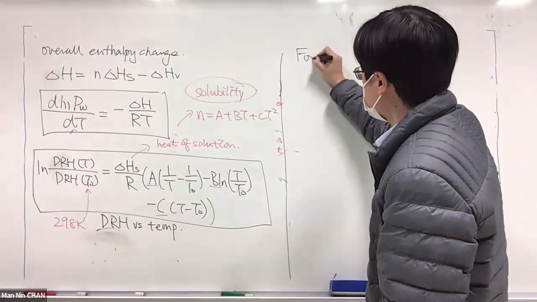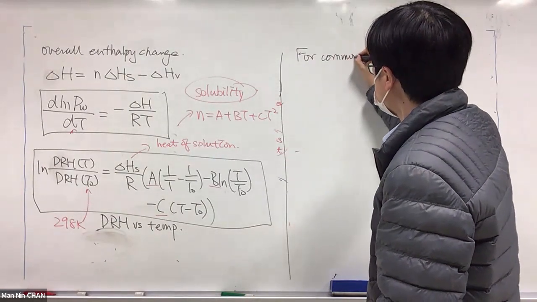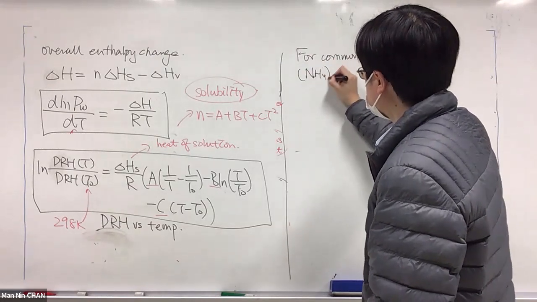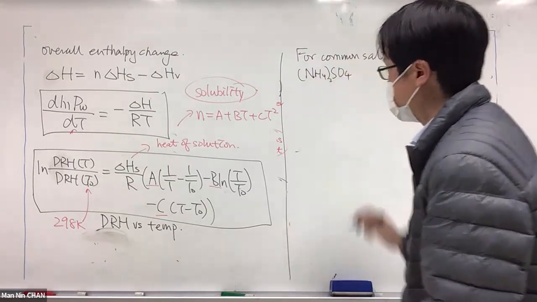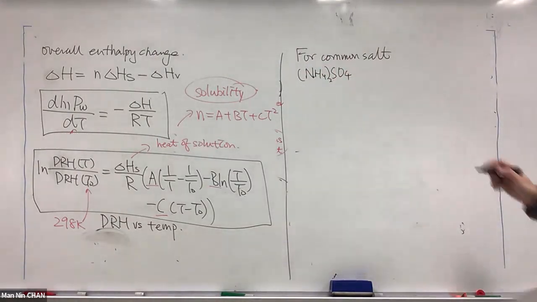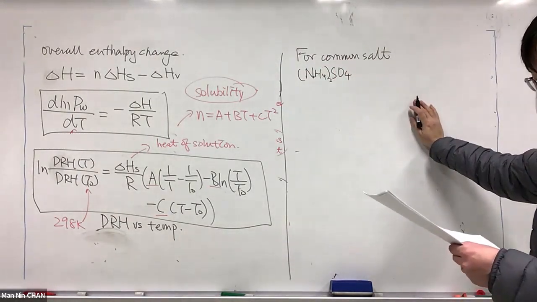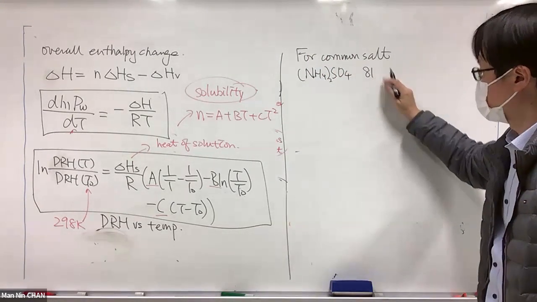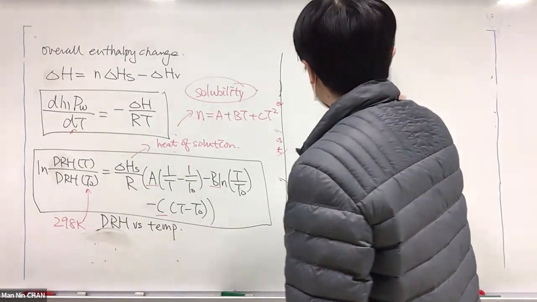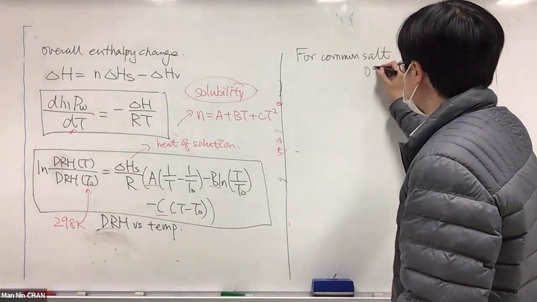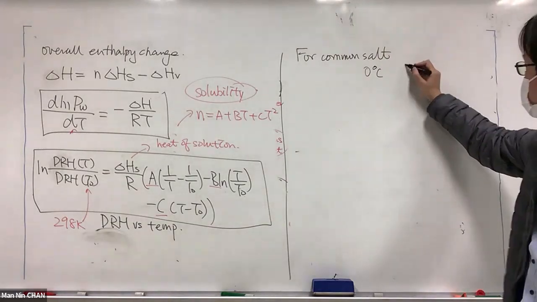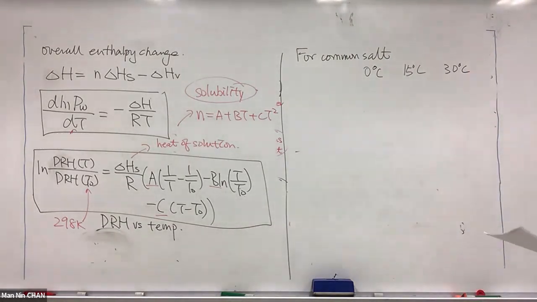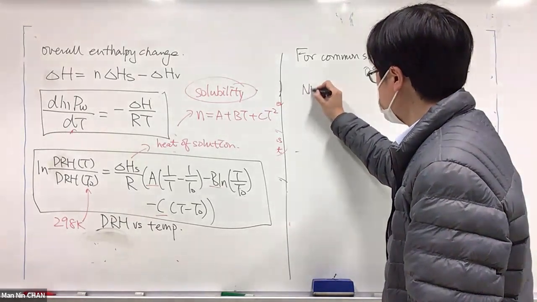So for some common salt, for example, this is ammonium sulfate, and then at different temperature. So you will find that, so we have three temperatures. Maybe let me write down in this way. Okay. And then you look at your ammonium sulfate.